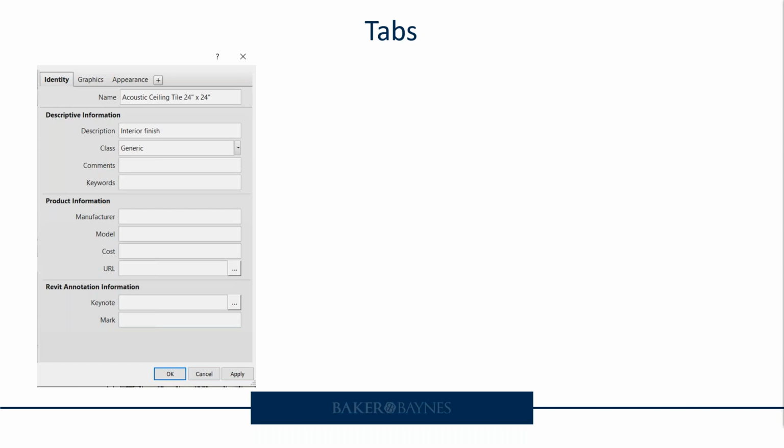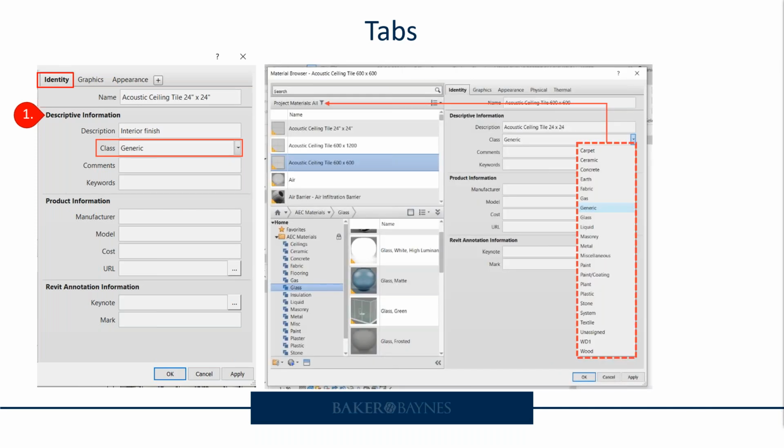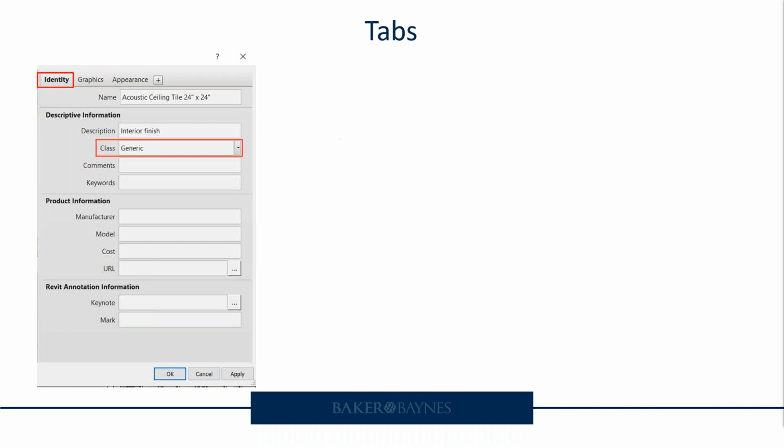So we've looked at the browser side of things. Now we will look at the information contained in each material, which is sorted in the tabs of the Material Browser. We're going to start with the Identity tab. First of all, the descriptive information is where you can elaborate on a material to help the design team understand what the material is used for. You can also specify the class, and this determines under which class the material is sorted in the project material list.